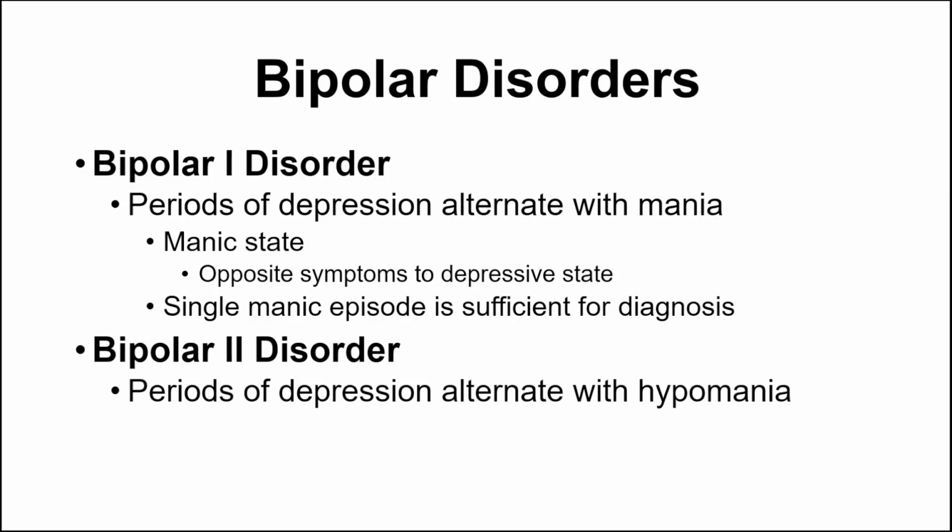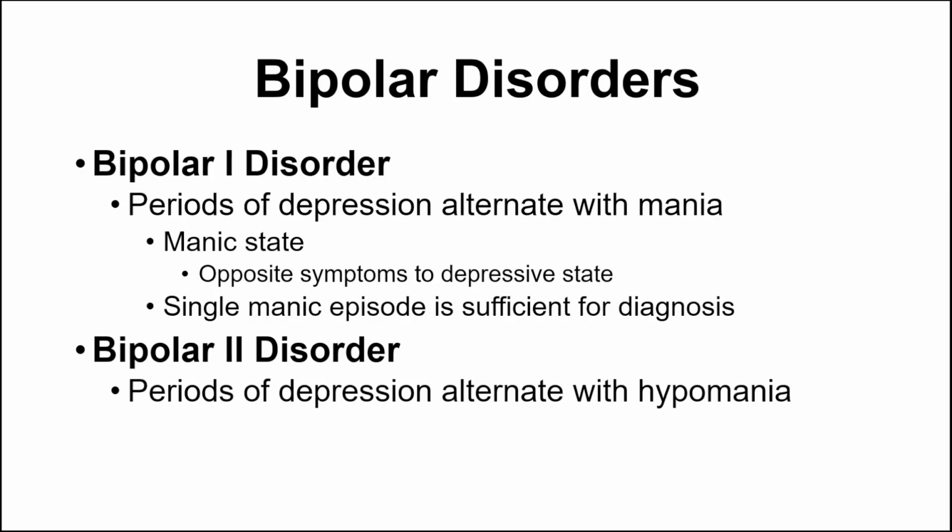But we have bipolar 1 and bipolar 2. And when people talk about bipolar disorder, they're almost always talking about bipolar 1. And this is the most extreme, the most visible, the most iconic version. So bipolar 1 is when you have periods of depression that alternate with mania. So those depressive states that I mentioned when talking about major depressive disorder, those are what we're talking about here.